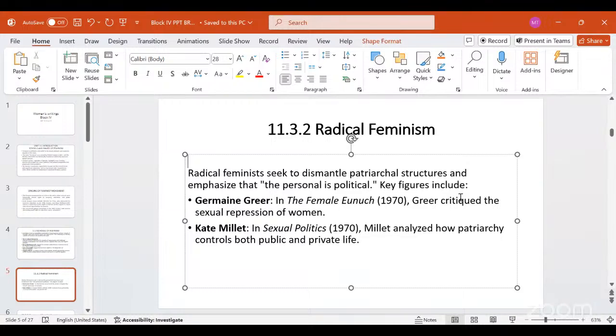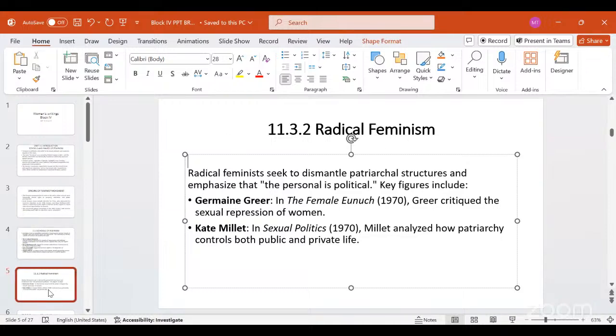So you can see Germaine Greer, The Female Eunuch. She critiques the sexual repression of women. Kate Millett, in Sexual Politics, analyzes how patriarchy controls both public and private life. Okay, so this is about radical feminism.